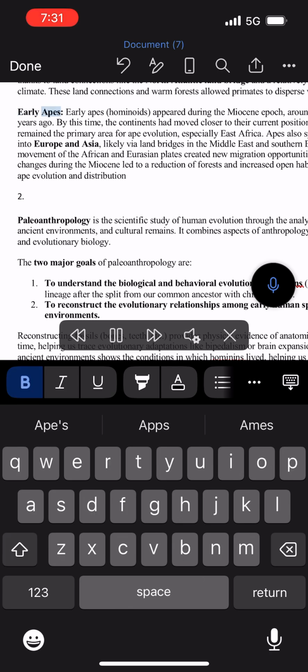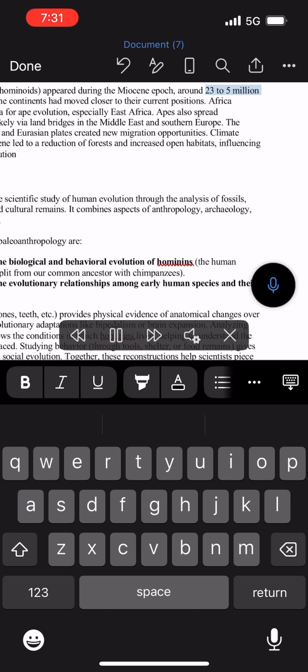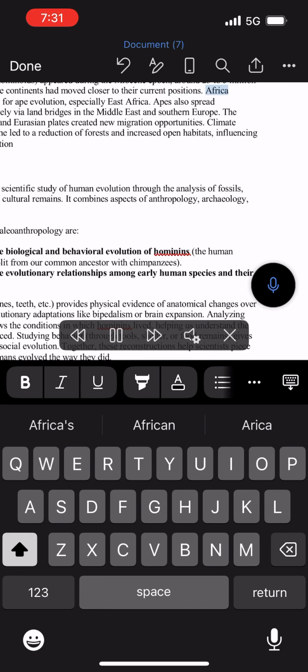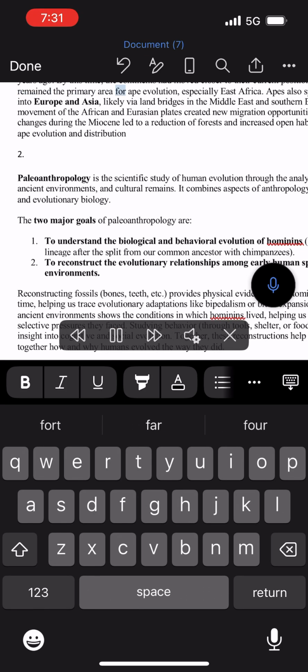Early apes, hominoids, appeared during the Miocene epoch, around 23 to 5 million years ago. By this time, the continents had moved closer to their current positions. Africa remained the primary area for ape evolution, especially East Africa.